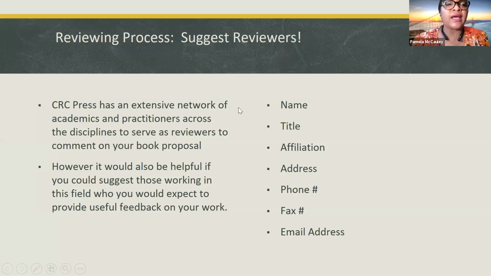So CRC has a very broad network of reviewers that they work with to get book proposals reviewed. Now, reviewers are usually really busy. And I know oftentimes I'm asked to review a book and I feel so bad when I don't have time, or if it takes me too long to get it back. So the process generally takes about 4 to 6 weeks, but it could take longer.